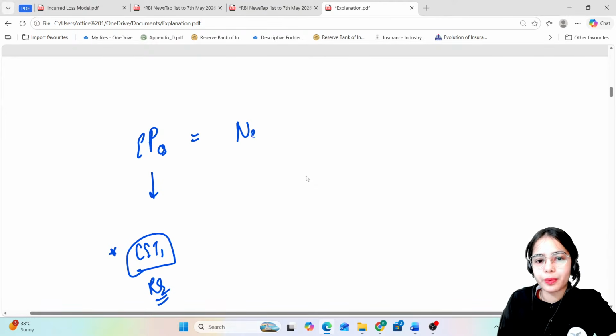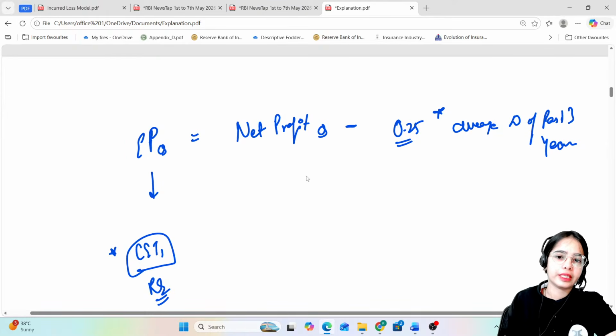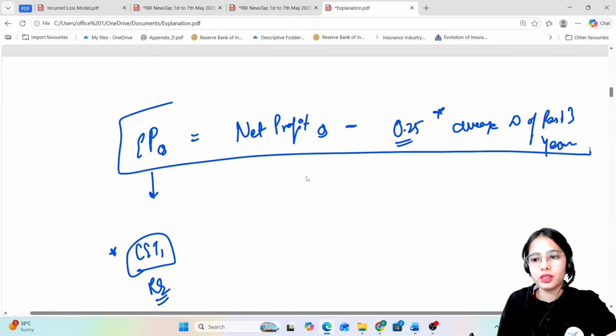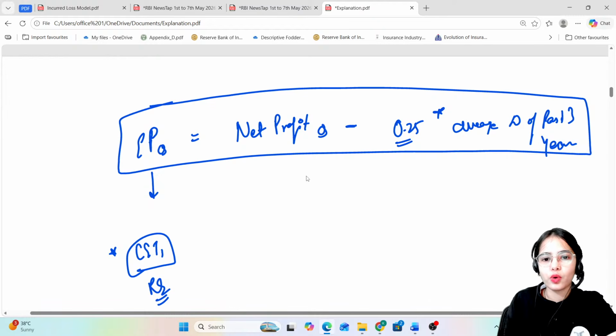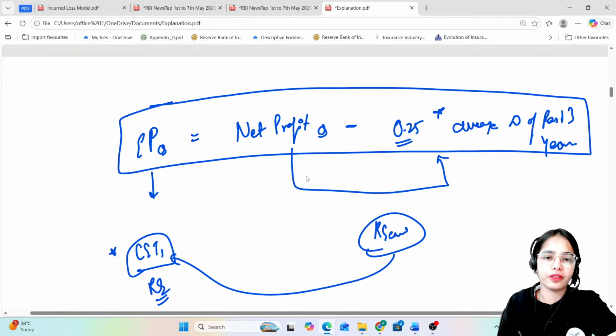is equal to the net profit of the quarter deducting the average dividend of the past 3 years. Now this is the yearly data, so we multiply it with 0.25 to come to the quarterly data. This is the formula for adding. Whatever is left is the retained earnings that the bank can show in its common equity tier 1 capital.